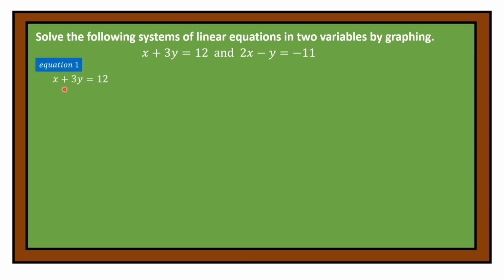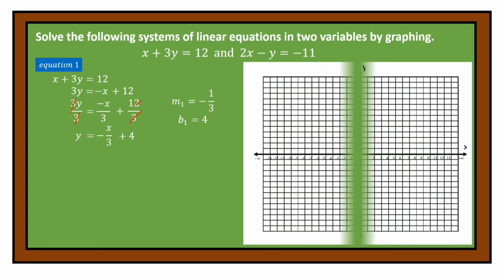From equation 1, x plus 3y equals 12, we get the slope and y-intercept again. 3y equals, the x will be transposed, so we have negative x plus 12. Since we have a coefficient of 3, we divide the whole equation by 3. So, y equals negative x over 3 plus 4. Our slope is negative 1 over 3, and our y-intercept is 4.